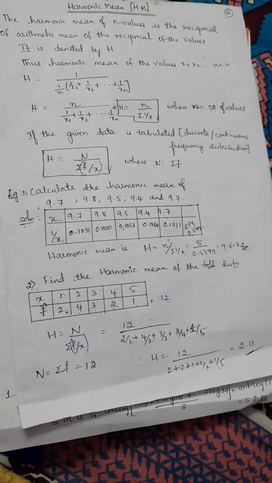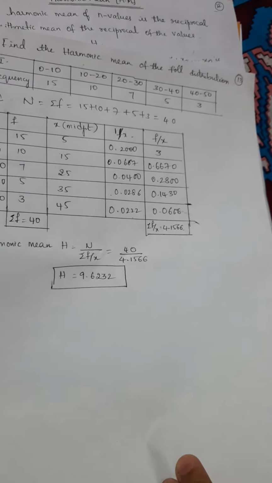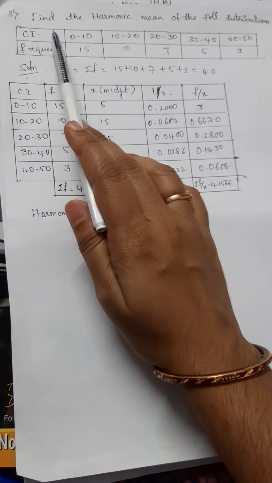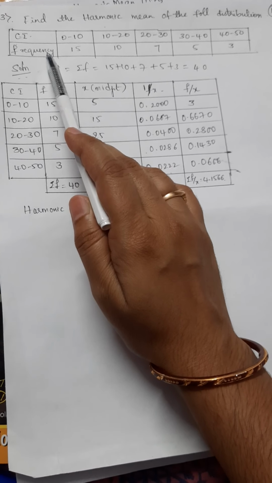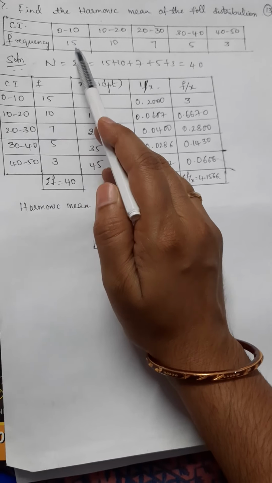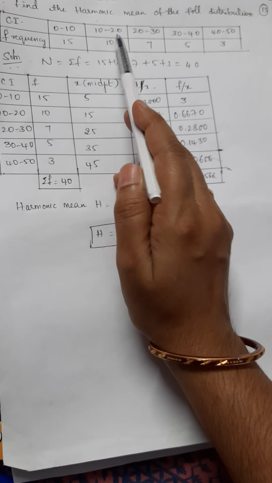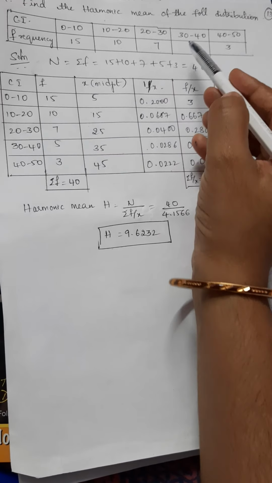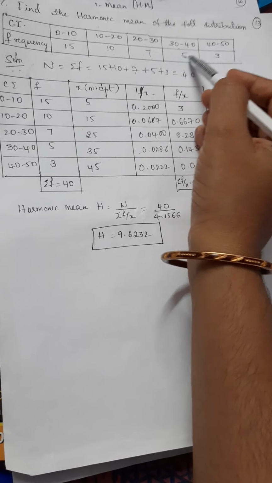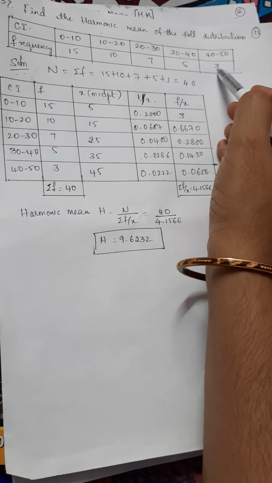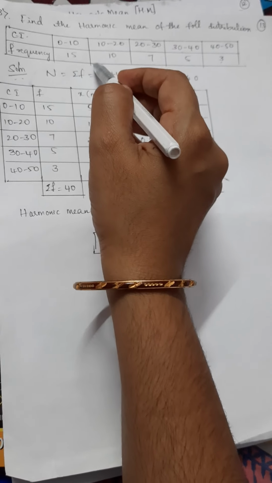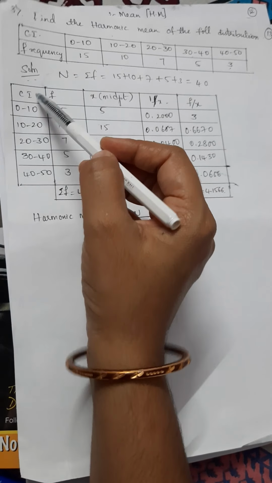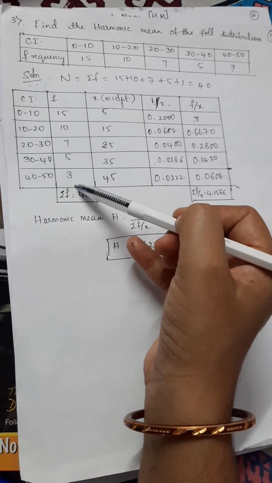Now let us take up one more example to find the harmonic mean. Find the harmonic mean of the following distribution. Here, class interval along with frequency distribution is given. Class interval 0 to 10, its frequency is 15. Between 10 to 20, frequency is 10. Between 20 to 30, frequency is 7. Between 30 to 40, frequency is 5. Between 40 to 50, frequency is 3. So this problem comes under continuous series, where class interval and its frequency distribution are given.